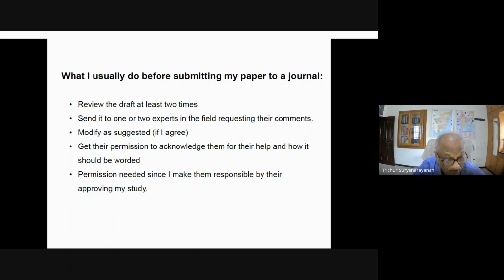So they suggest some modifications, and I modify as suggested, provided I agree with them. It's not necessary that I should always agree with what they say. And then they have helped me in upgrading my paper. So I should thank them, but I cannot thank them without their permission.